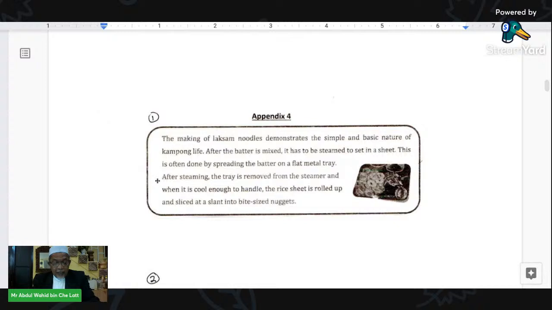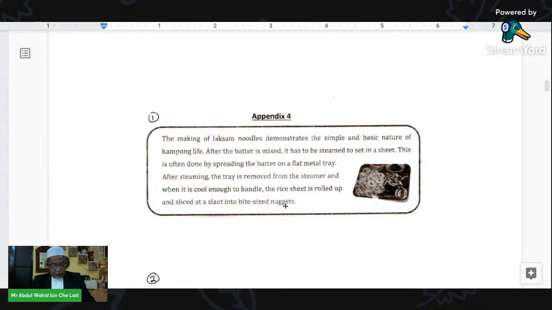After steaming, the tray is removed, some element of human touch. The form is plus the participle removed from the steamer, and when it is cool enough to handle, the rice sheet is rolled up. It is rolled, some form of human touch. The form is plus the participle rolled and sliced. It is plus participle sliced into bite-sized nuggets.